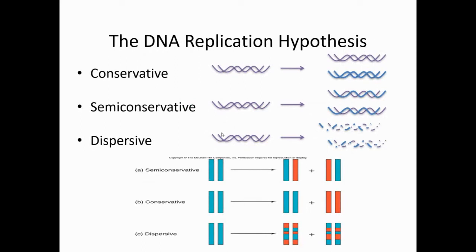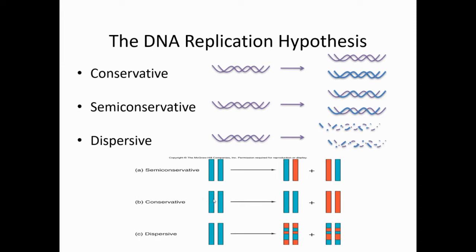For the replication hypothesis in the early days, there were 3 different proposals. They believed that DNA could be replicated by 3 different mechanisms. One is called the semi-conservative mechanism, which means that at the end of replication, each daughter DNA gets one old strand and one new strand.